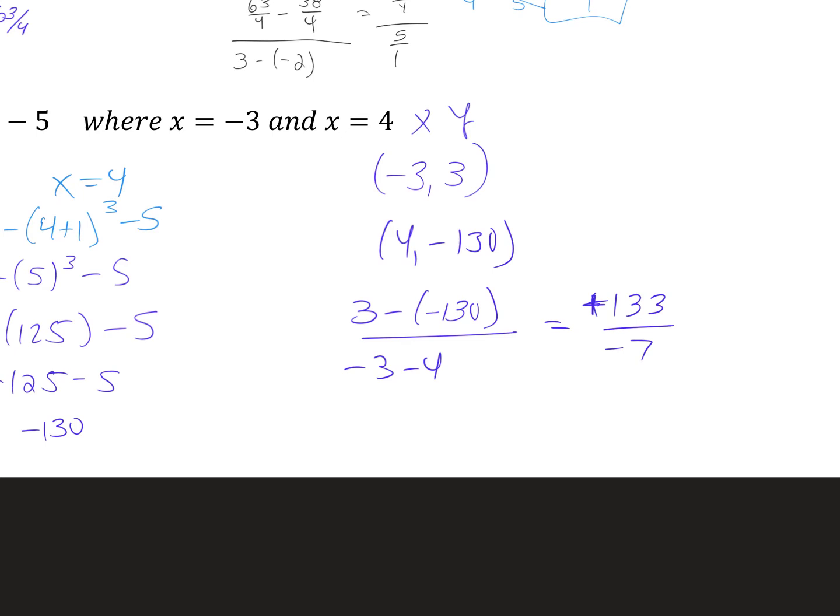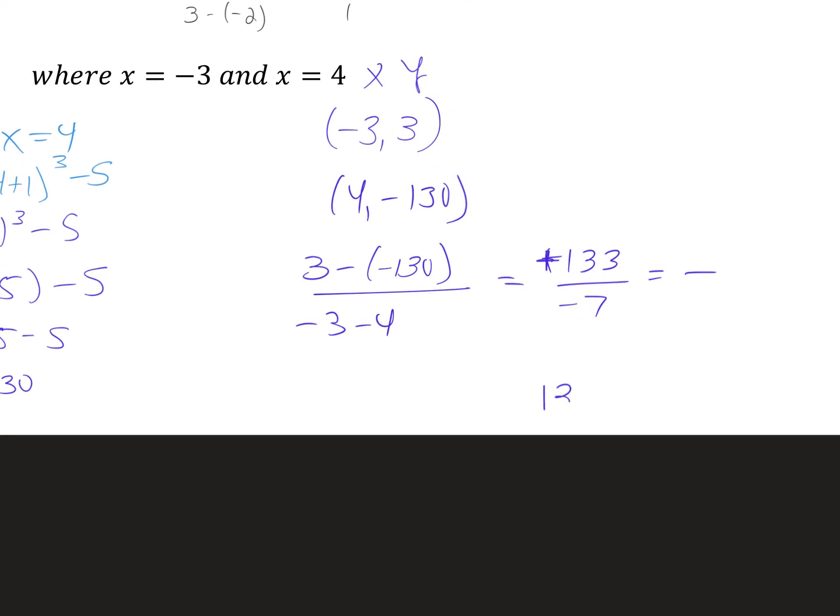Now, some of you will leave that and just be like, okay, good. Does 7 go into 133? Yes. If you don't know that right off the top of your head, you have to divide. So I'm going to say 133 divided by 7. 7 goes into 13 one time with 6 left over. Bring down the 3. 7 goes into 63 9 times. So you have negative 19.